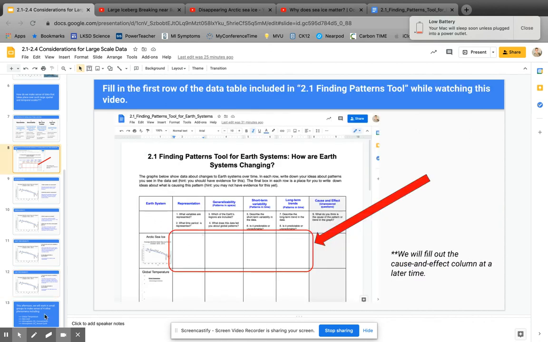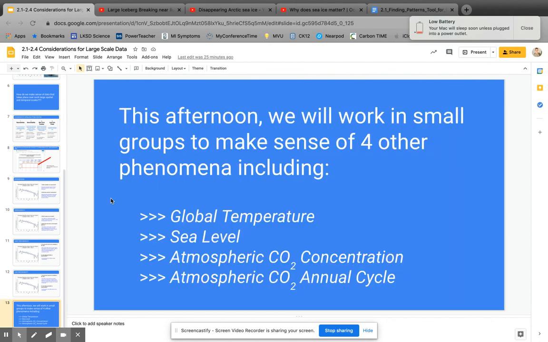In the afternoon, we're going to break off into smaller groups, and each of you will be assigned in a group to study one of the following phenomena: global temperature, sea level, atmospheric carbon dioxide concentration, or atmospheric carbon dioxide annual cycle. You're going to be looking at graphs of large-scale, a little bit messy data, and you're going to have to use these 4 considerations to make sense of it. I will say that this is going to be kind of time consuming, because there are other tasks you'll have to do to become more knowledgeable of the situation and what it means and what is happening to it. But we'll get more into those details in the afternoon.